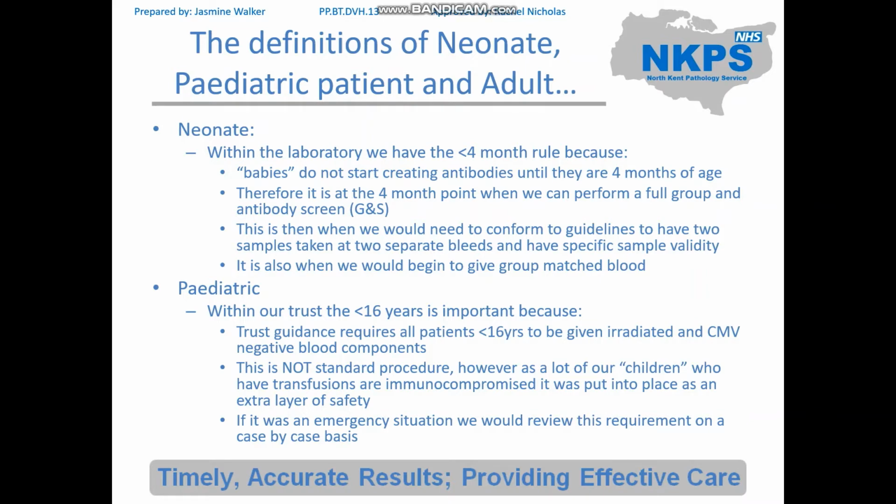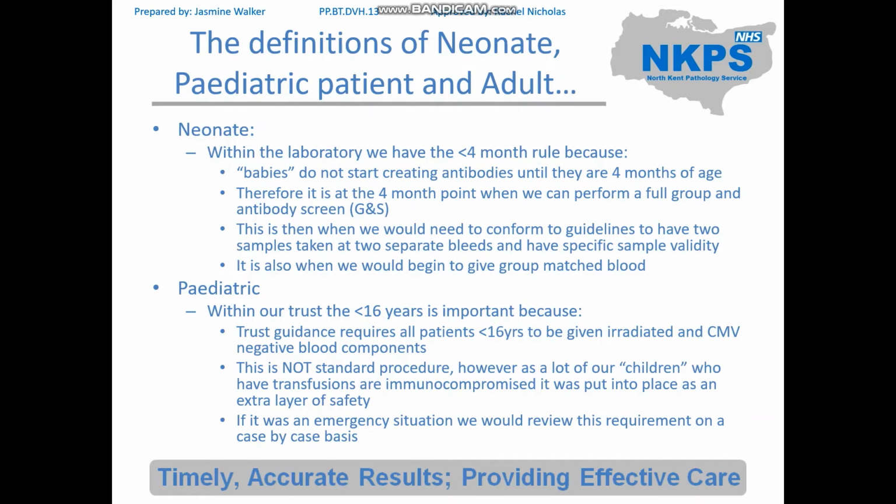So just from that, you can see why it's important to know what the different definitions are depending on where you are. If I was in a different hospital, they might say that an adult is anyone above the age of 18, and they might not actually have a requirement in place to give irradiated or CMV negative blood components. It might not actually have any relevance to us whatsoever. But in our case, it is important for us to know what patients are paediatric and what patients are adults. So now that we've reviewed the paediatric policy, we've said that a paediatric patient is someone who is less than 16 years of age, and a neonate is someone who is less than 4 months.